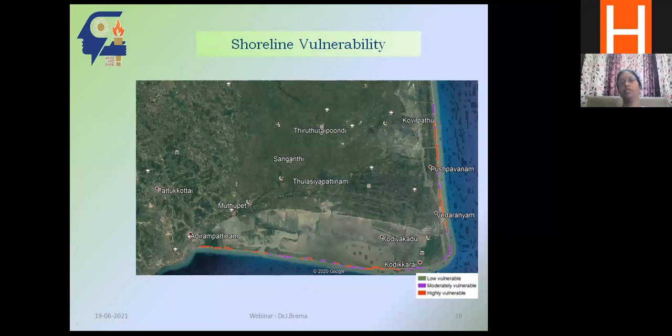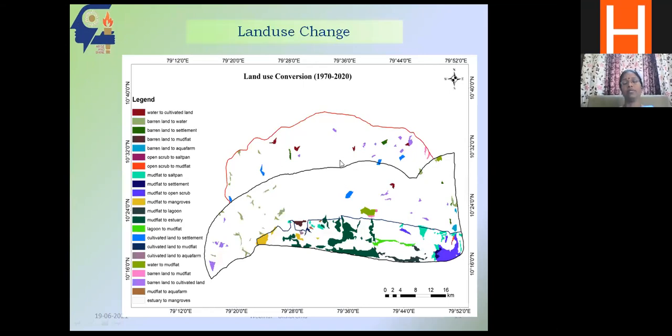In this case, you have to find out which places are highly vulnerable and which are less vulnerable. Again, based on this erosion and accretion, we try to identify these vulnerable spots within the ecosystem. These red spots gave us highly vulnerable points. Just near the mouth of the estuary, you have two vulnerable points.